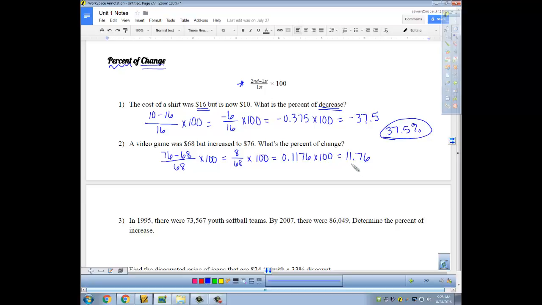So since this is a positive number, it tells me it was an increase, which I knew already because it went from 68 up to 76. So I'd write it's 11.76% increase.